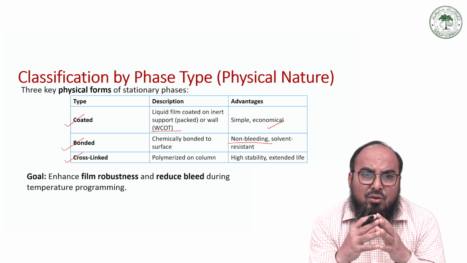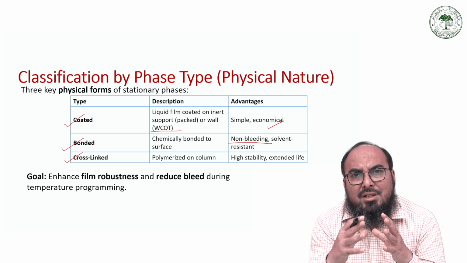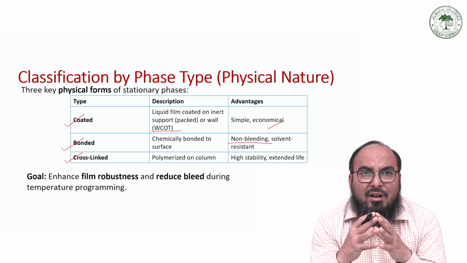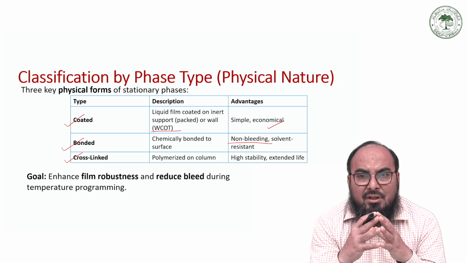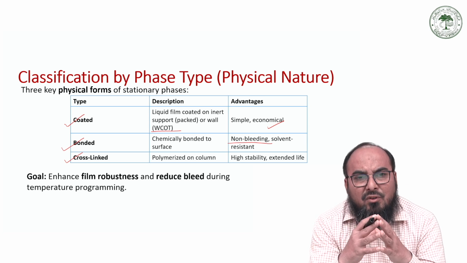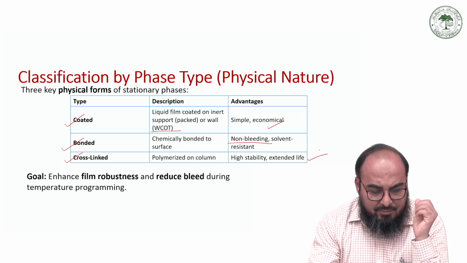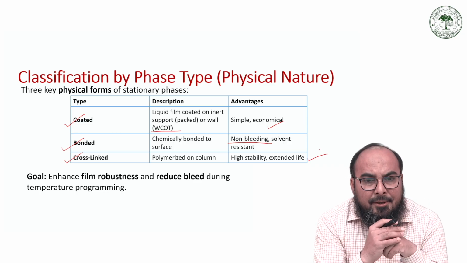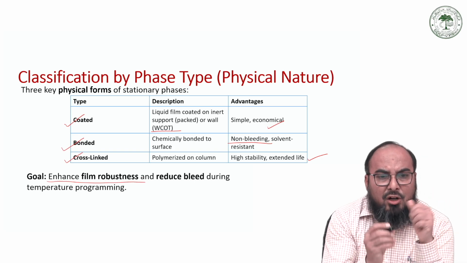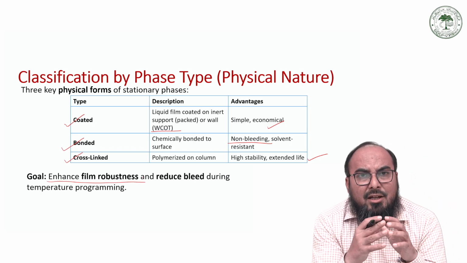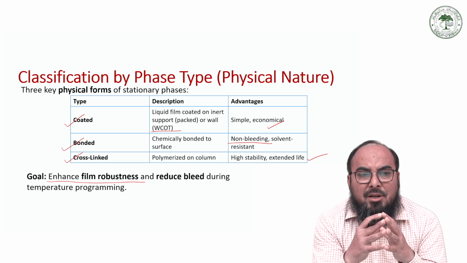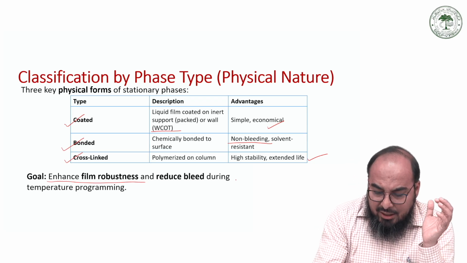For example, if you have a cross-linked porous structure, then they are very effective and give you very stable interactions, and the columns will have a long, extended life also. So the important point is that if you want to enhance the film robustness, then you have reduced the bleed during temperature programming, or during the increase in temperature.